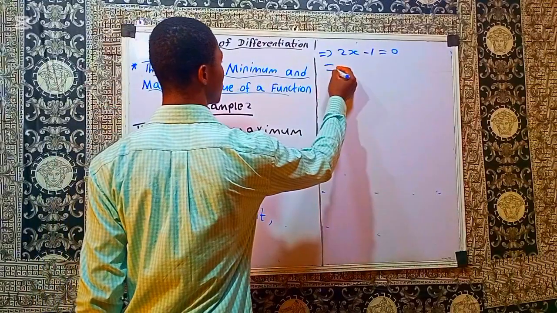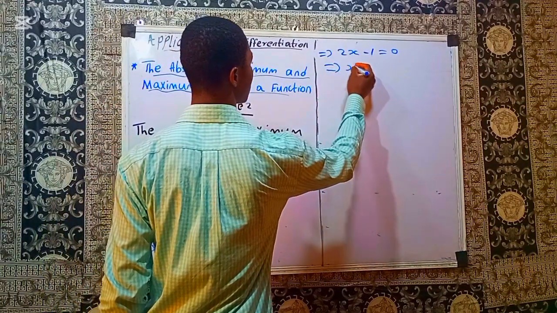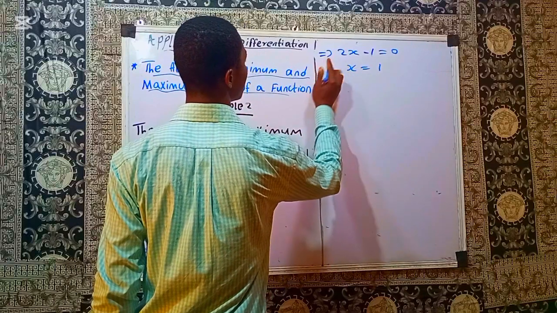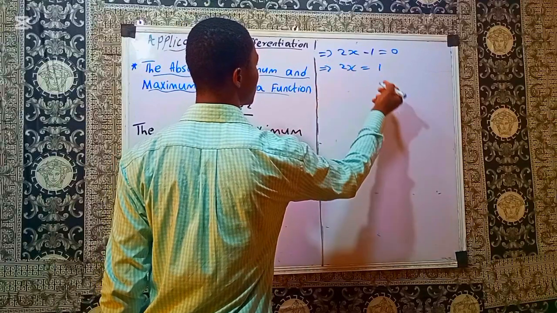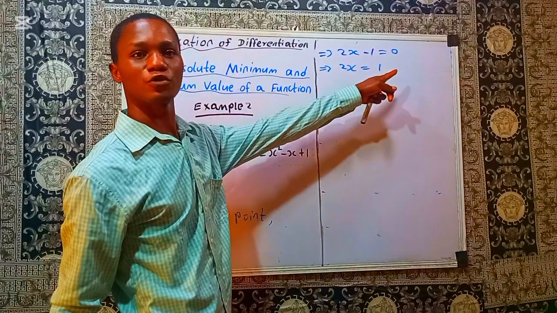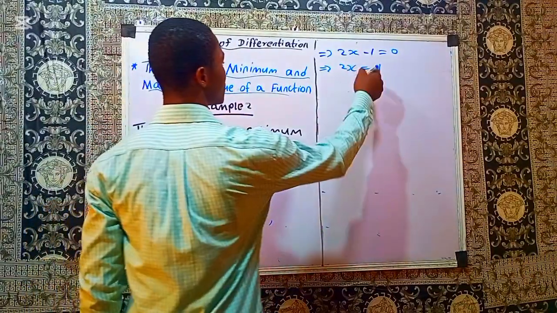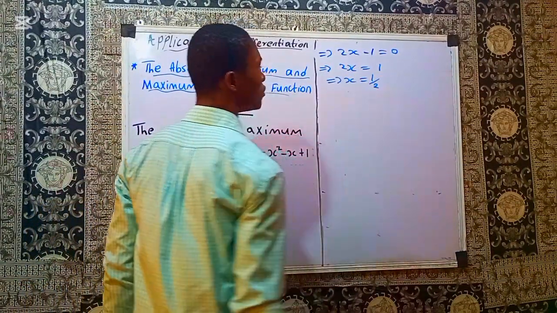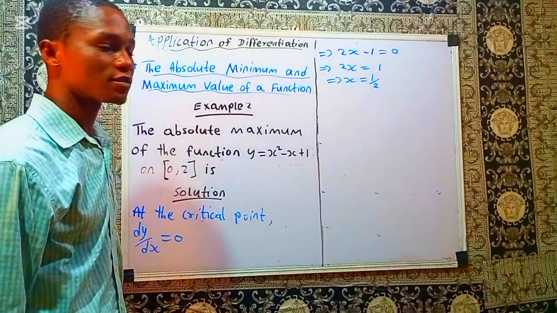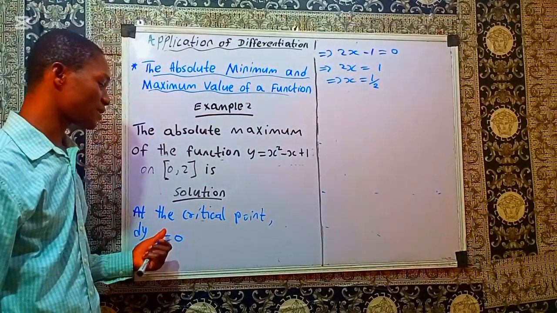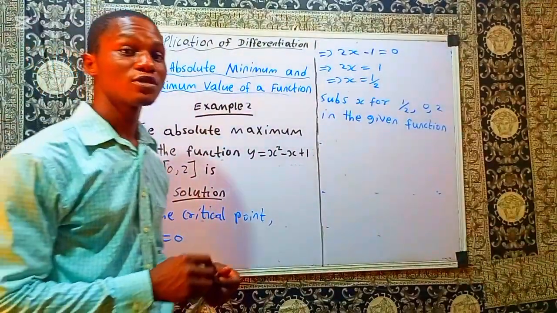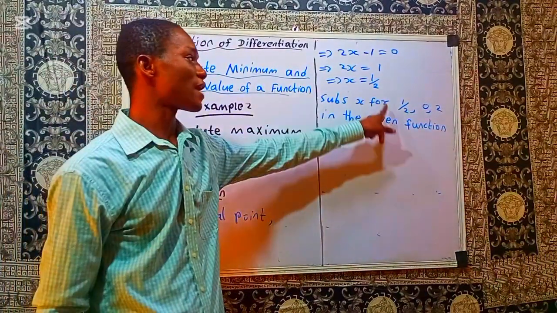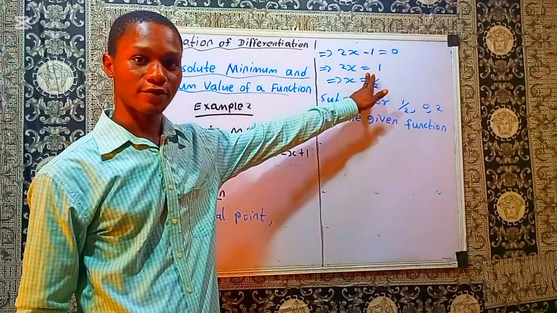If you solve this, this implies that 2x is what? 1, by moving negative 1 to the other side. And if you divide both sides by 2, it implies that x is what? Half. So we got x being half as the critical point. We need to substitute x for half.